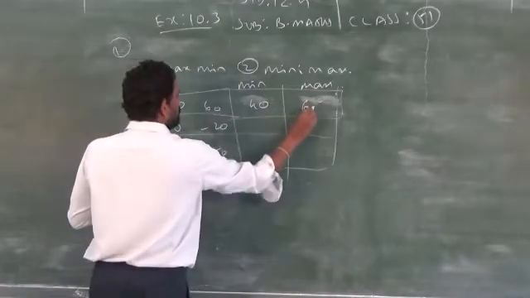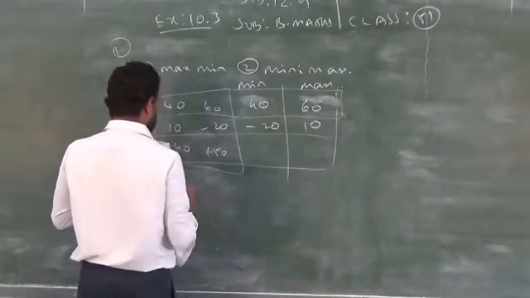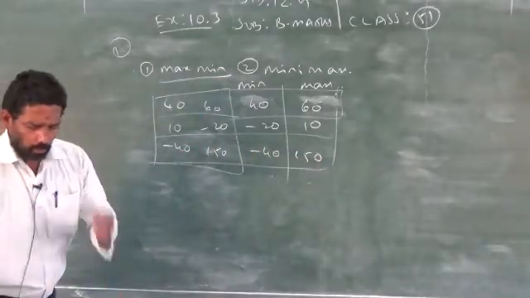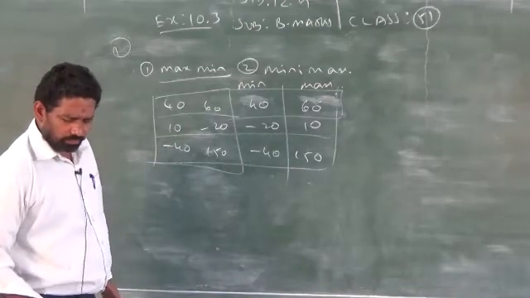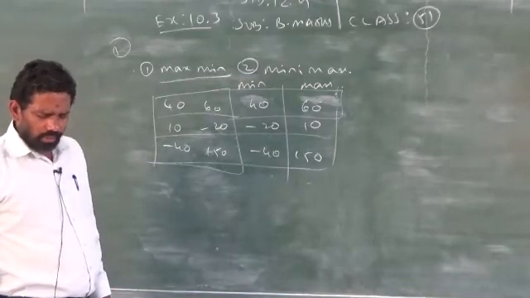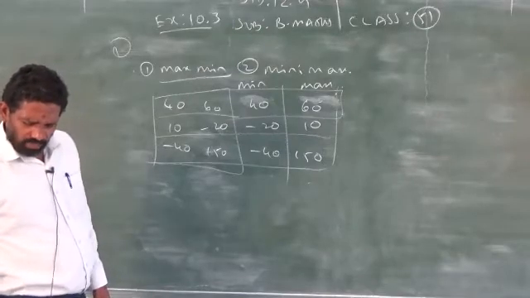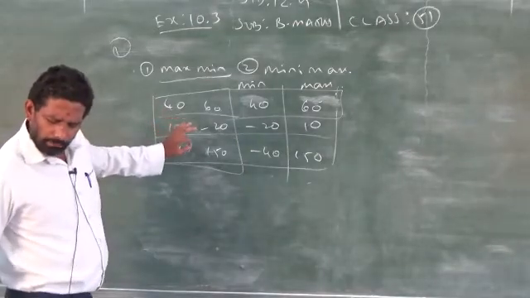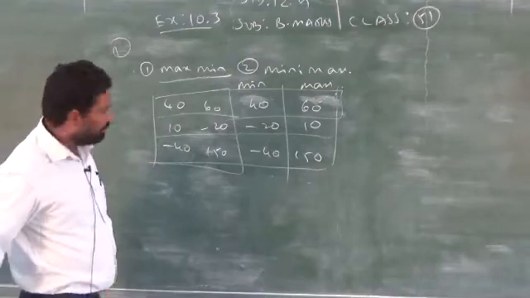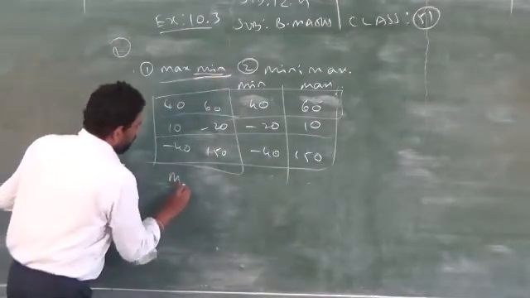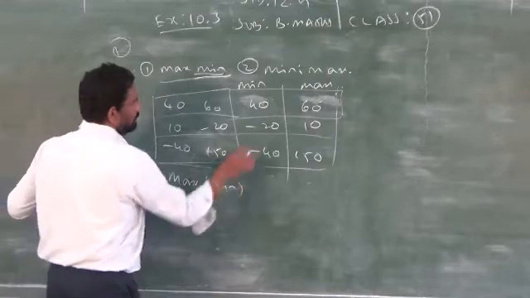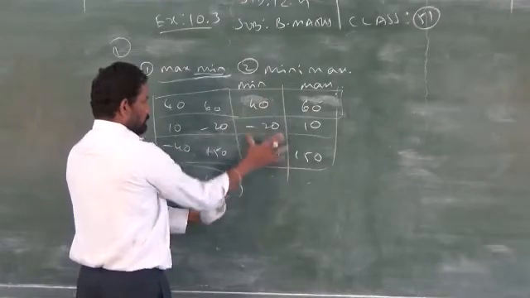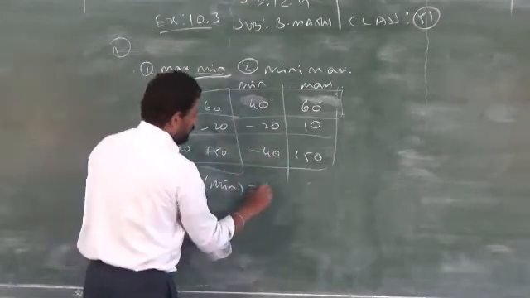Minimum value is minus 40. Maximum value 60. Minimum value minus 10. What is the meaning of maximin? You have to take the maximum value of the minimum ones. What is the maximum of the minimum values? This is the minimum column. In this minimum column, which one is maximum? 40. That's the answer.